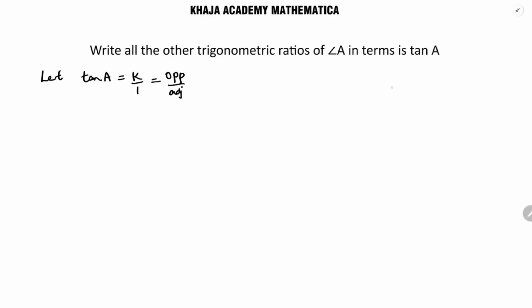So here I'll take a right angle triangle ABC, right angle at B. So the angle is at A. This side will be opposite, adjacent, and opposite to 90 is the hypotenuse. So here opposite is k and adjacent is 1. So I'll apply Pythagoras theorem to get the value of AC.